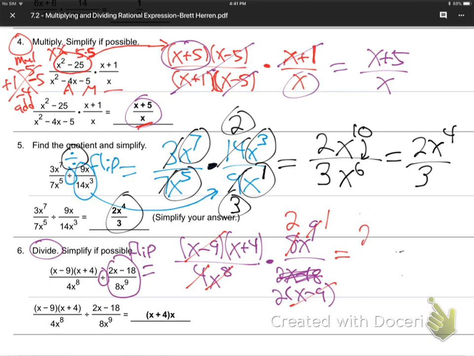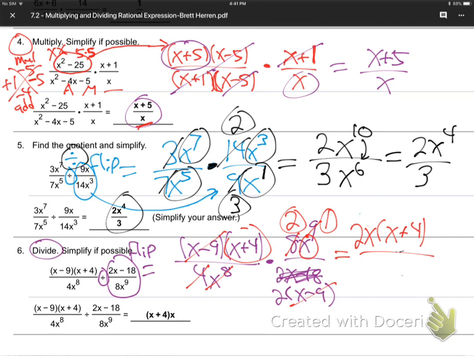So what are we left with? 2x plus 4. You can write them in any order. You can put the 2 at the back. Oh, and I forgot the x, huh? We have a 2, we have an x to the 1 now, and an x plus 4. So 2x, x plus 4.